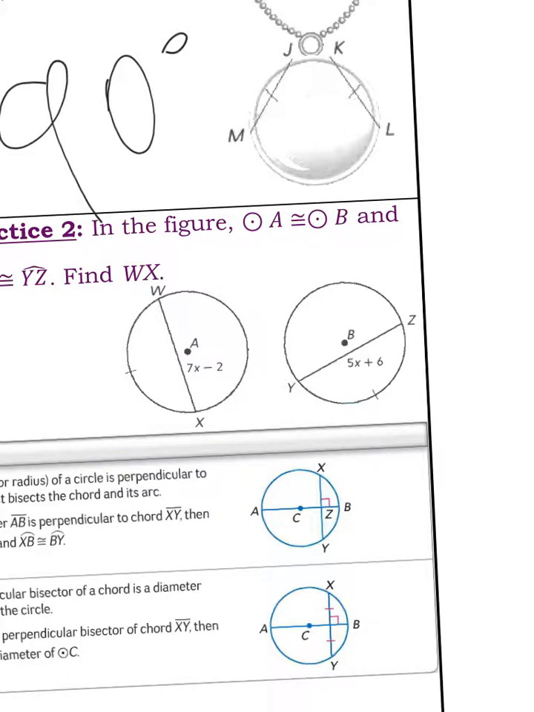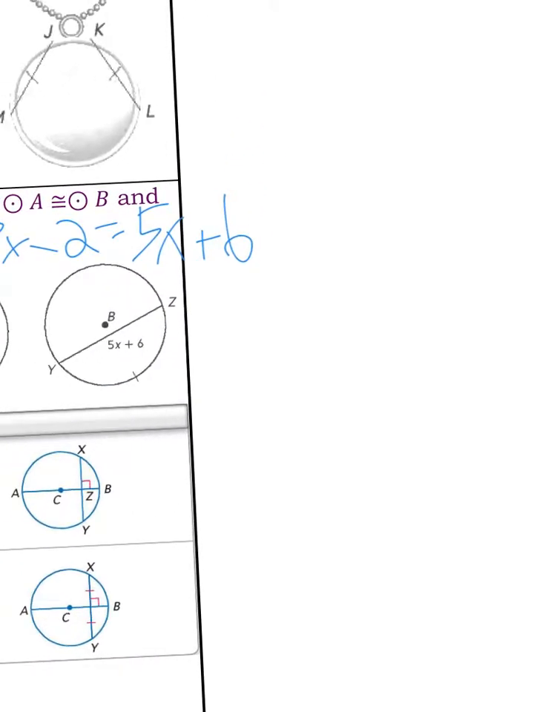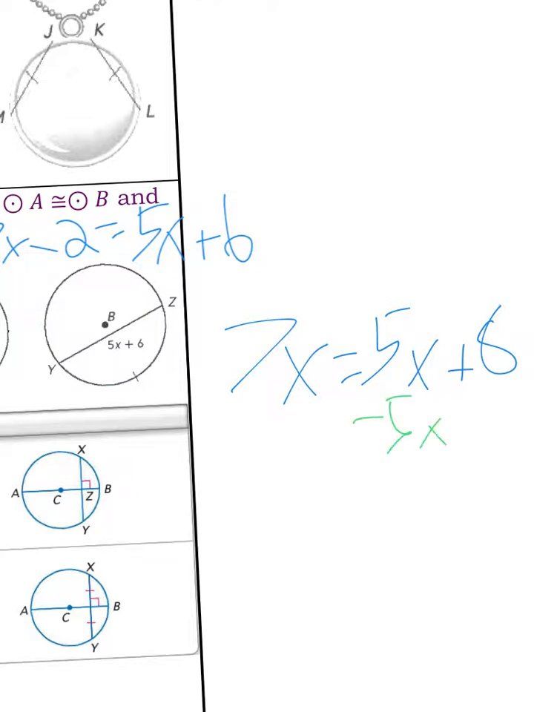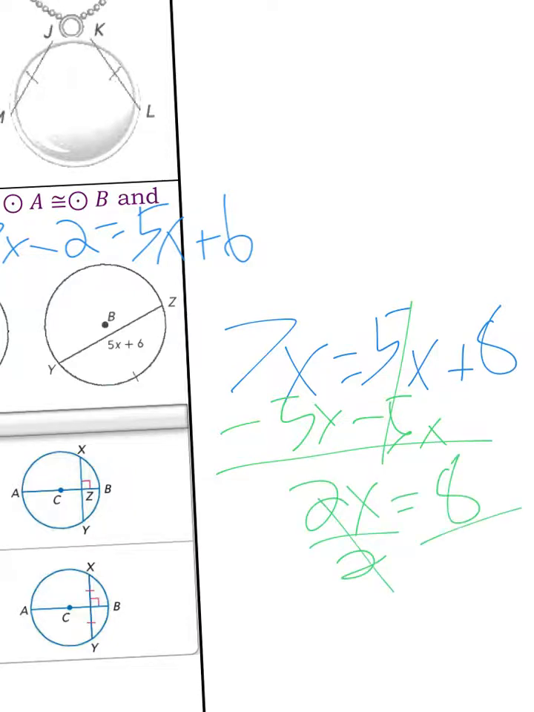I have congruent chords. So I'm going to go 7x minus 2 equals 5x plus 6. Alright. So I can add 2 to the other side. I'm out of room. So if I add 2 to the other side, I'm left with 7x equals 5x plus 8. And then I can subtract 5x from the other side. I'm left with 2x equals 8. So divide by 2, and you get 4.